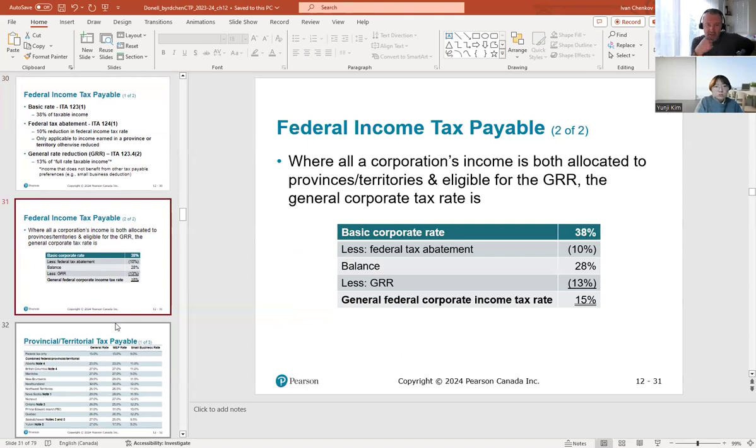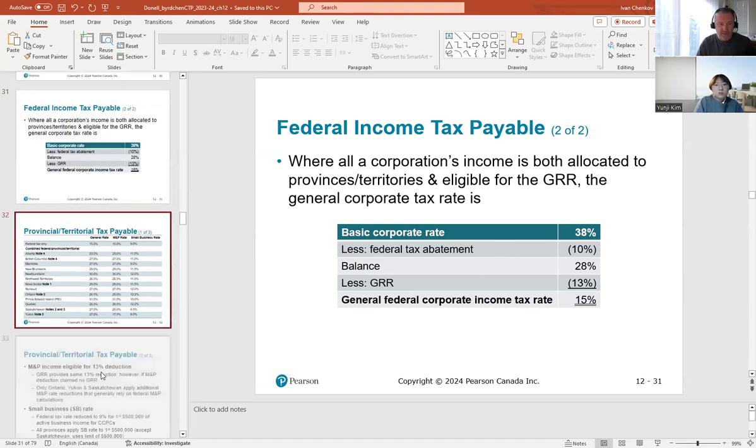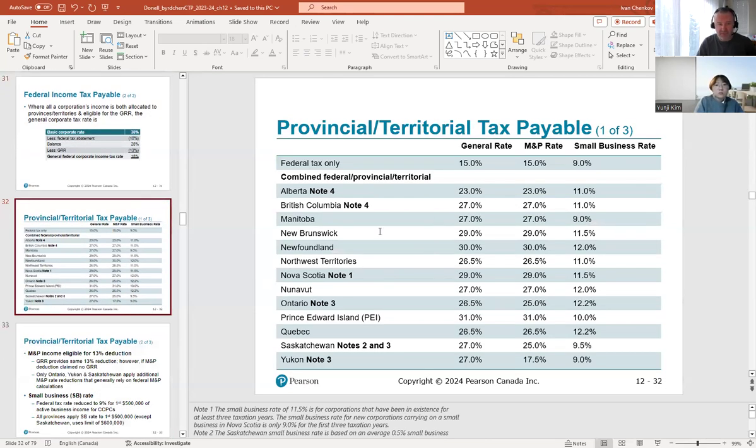So where the federal tax rate, we're going to get the 38%. We're going to deduct the federal tax abatement, 10%. Then we're going to deduct the general rate reduction, 13%, and the general federal corporation tax rate is 15%. Now, the provinces and territories is a different story, but we don't care about that.